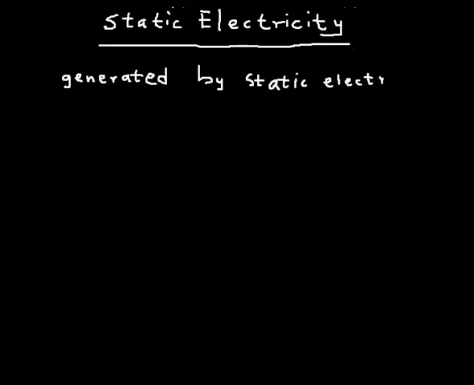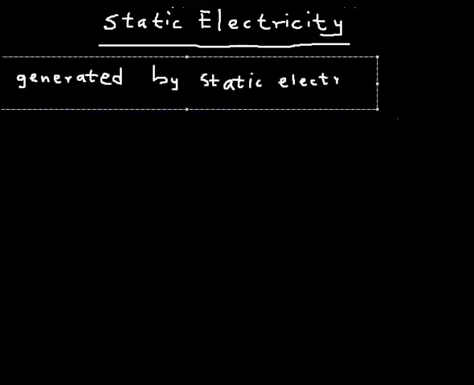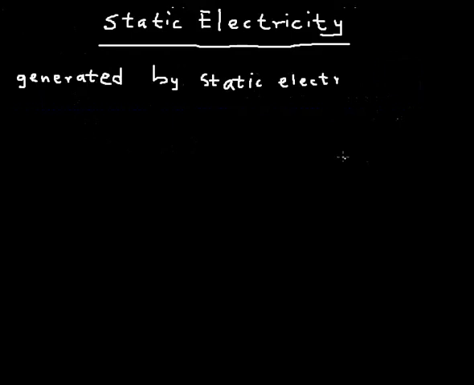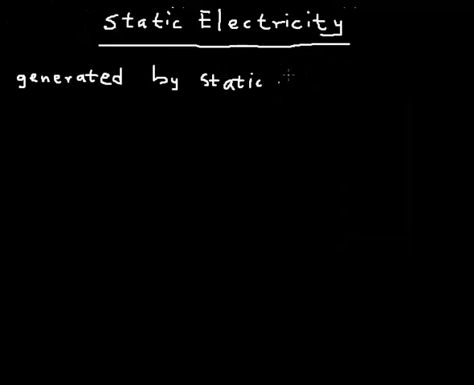Now, what is static electricity, or electrostatics? Static electricity is a type of electricity that is generated by static charge. So anytime we speak of static electricity, it is being generated by a static charge. And of course, what's a static charge? A static charge is a stationary charge. So you can call it static charge or stationary charge. That simply means that the charge is immobile.